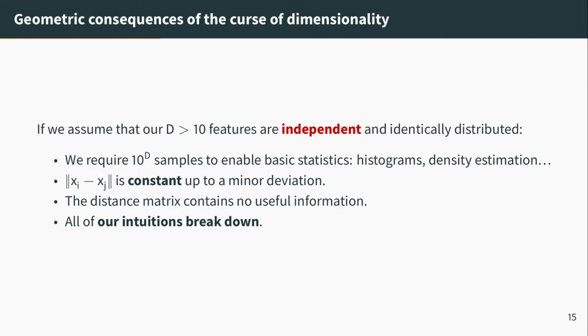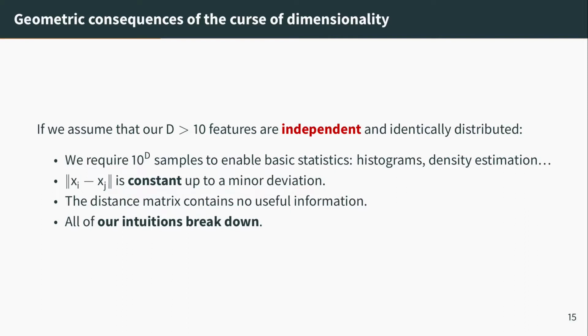The consequence of that is, first, because you have zero structure, you cannot do basic statistics such as histograms or density estimation. If you want to compute histograms, you need many samples in a given bin, and so you need an exponential number of bins to cover your space. Conversely, you need an exponential number of samples if you want to be able to fill those bins.